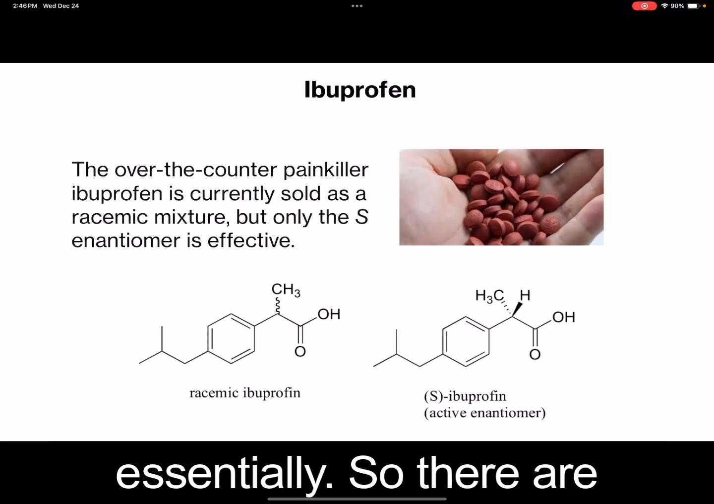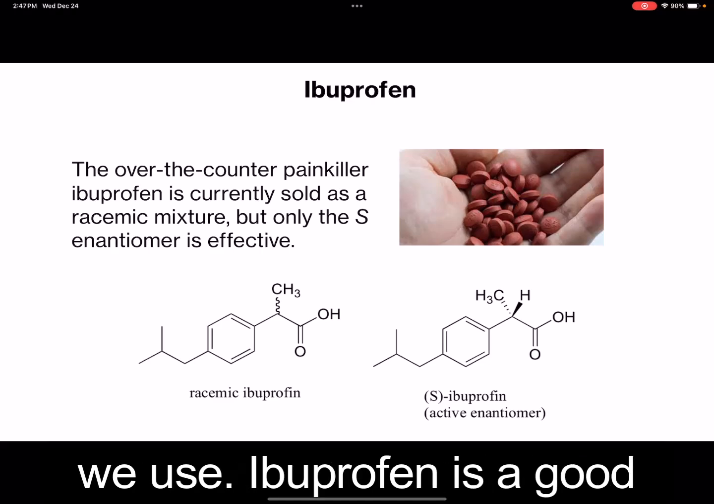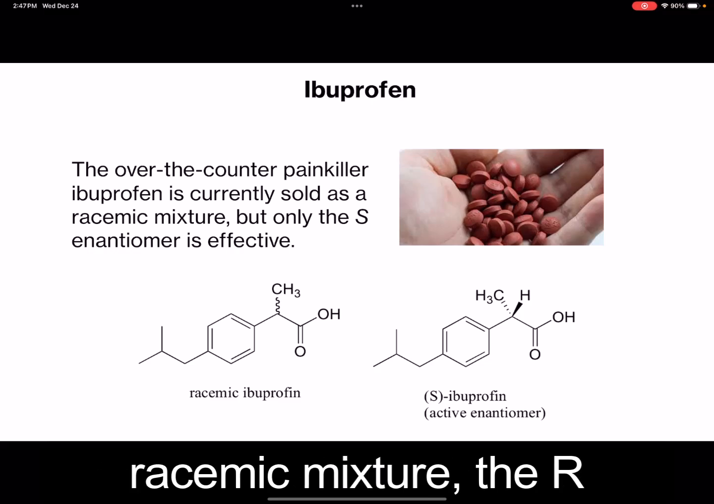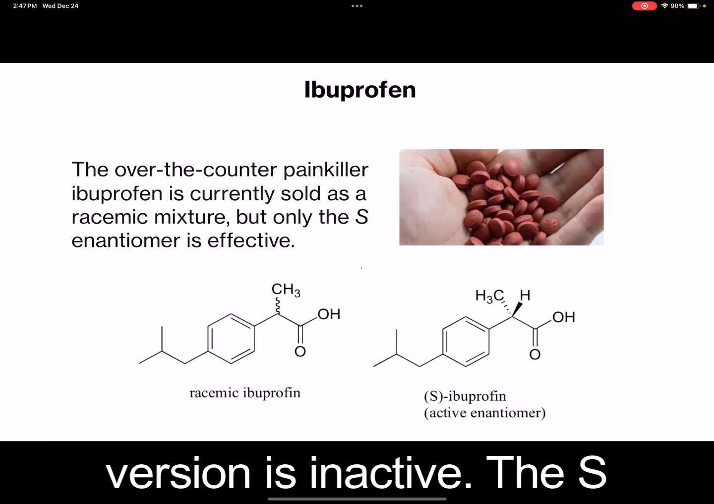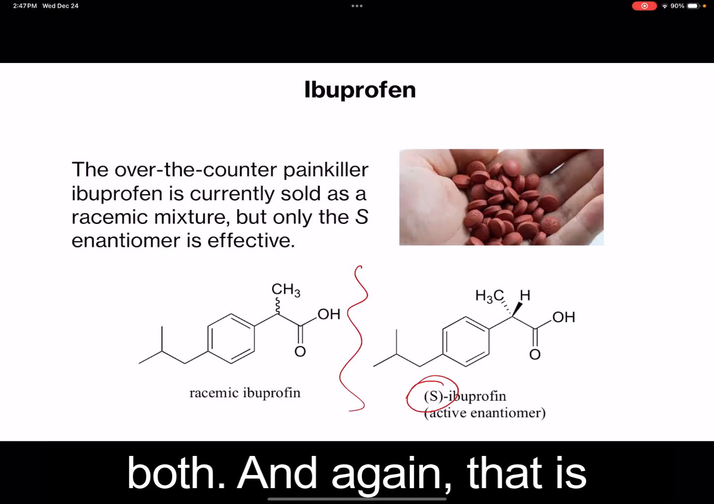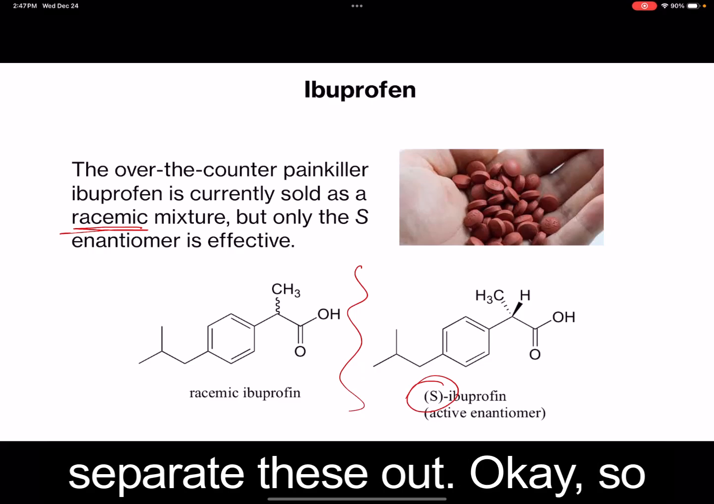So there are current racemic mixtures that are sold on the market that we use. Ibuprofen is a good example of this. It's given as a racemic mixture. The R version is inactive. The S version is the active enantiomer. But anytime you take ibuprofen, you're getting both. And again, that is because it is so difficult to separate these out.